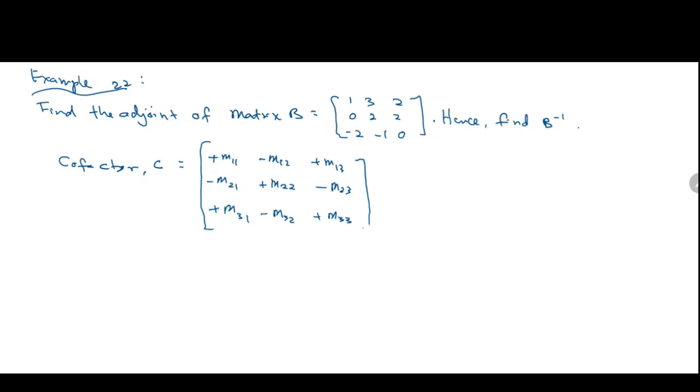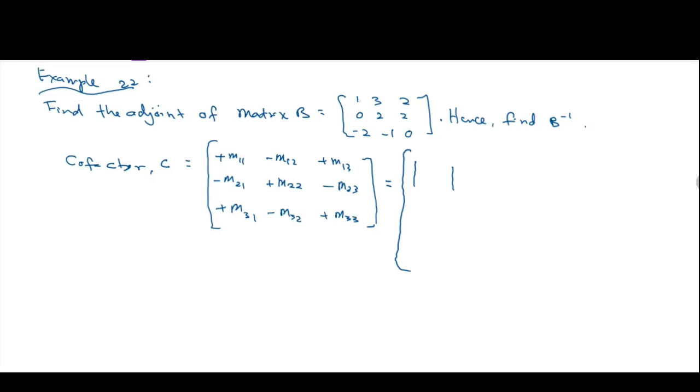Then we are going to complete this formula. So this is equal to a big matrix here. We will put all the cofactors. So this one, we have to delete the first row, first column. So we are left with 2, 2, negative 1, 0.